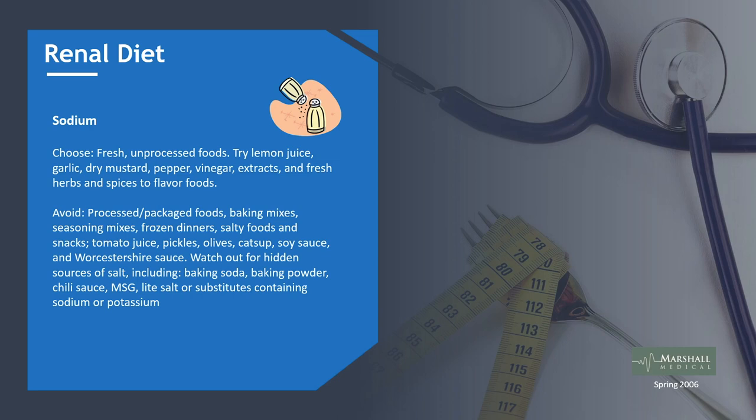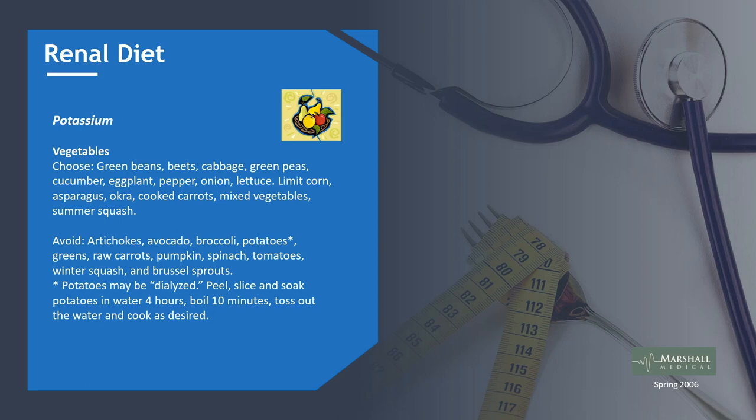Sodium. Choose fresh, unprocessed foods. Try lemon juice, garlic, dry mustard, pepper, vinegar, extracts, and fresh herbs and spices to flavor foods. Avoid processed or packaged foods, baking mixes, seasoning mixes, frozen dinners, salty foods and snacks, tomato juice, pickles, olives, ketchup, soy sauce, and Worcestershire sauce. Watch out for hidden sources of salt, including baking soda, baking powder, chili sauce, MSG, light salt, or substitutes containing sodium or potassium.